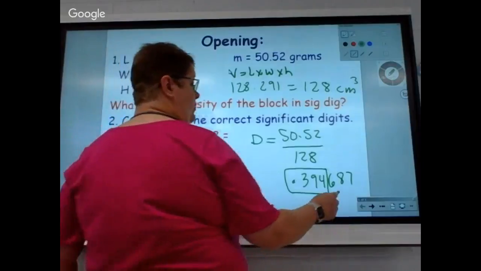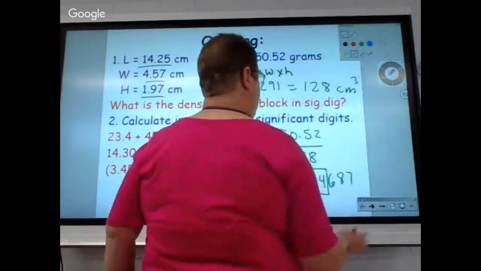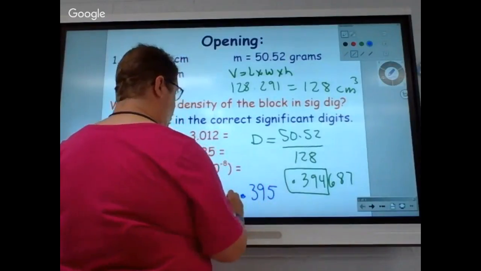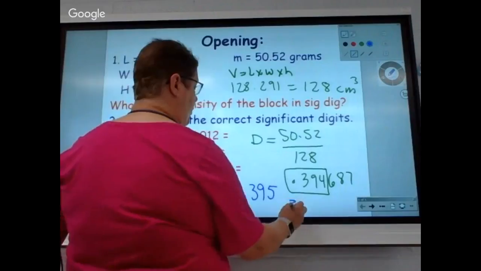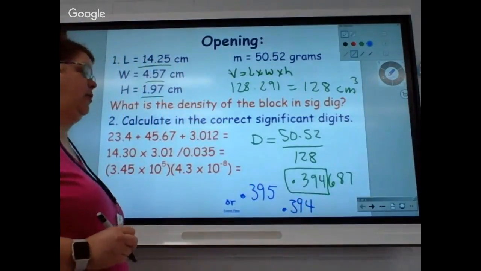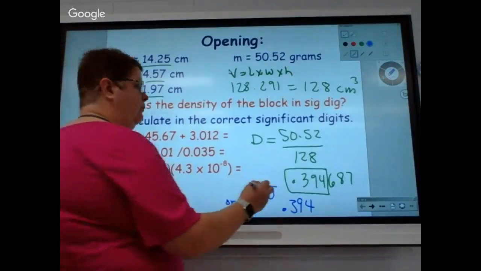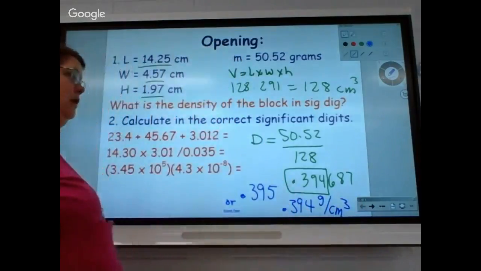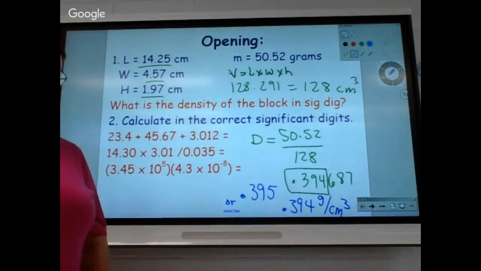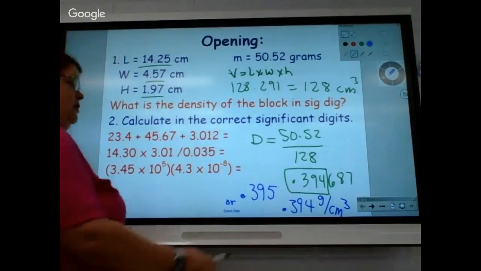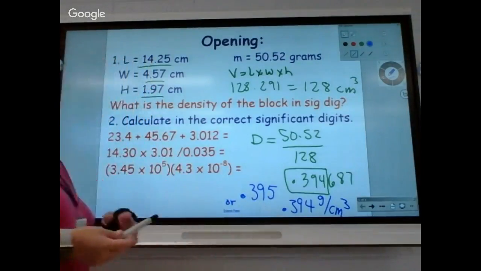So this number is greater than 5, so I can either say 0.395, or I would have taken 0.394. I would take either answer there. Now, what unit do I put on my answer? Grams over centimeters cubed. Okay, so if you did that on the lab, then you got full credit. Any questions about that? Now, if you have 3 significant digits, you're good. If you rounded that to 2, or if you left 4, then I'll take points off.